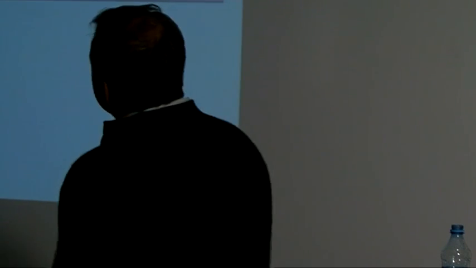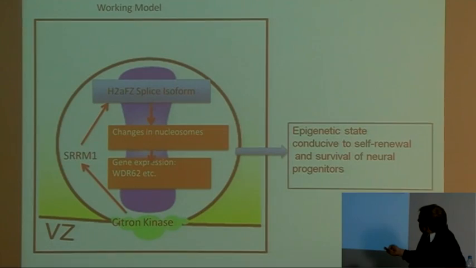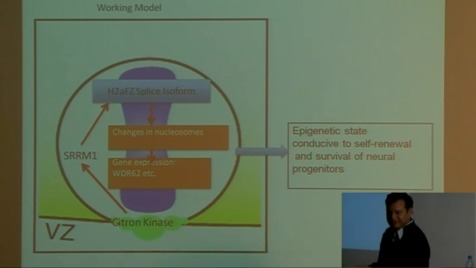Yes? So the experiments where you looked at the splice isoform switch, were those done on the flathead? Yes, they're done in both. They're done in the citron kinase null and the citron kinase containing cells. Oh, so you did them also in those? That's how we identified it. Yep. Okay.